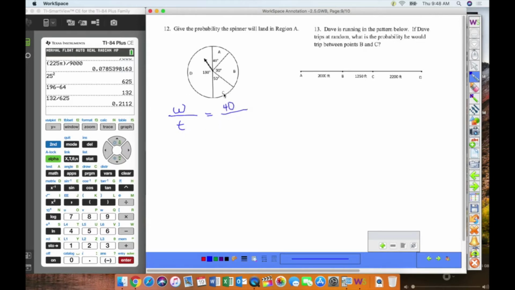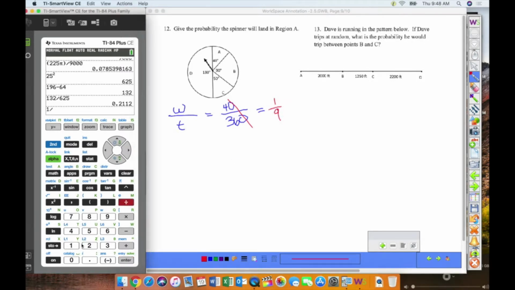Out of the total target, you could add all of these up together, but I hope you know that in a circle there is 360 degrees total, and this is actually pretty simple to reduce because I can cancel the zeros right here, and you get 4 over 36, which is 2 over 18, which is 1 over 9 if you want to reduce that, and then we could divide that out.